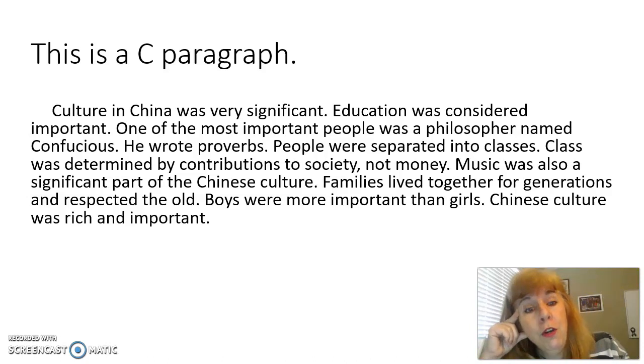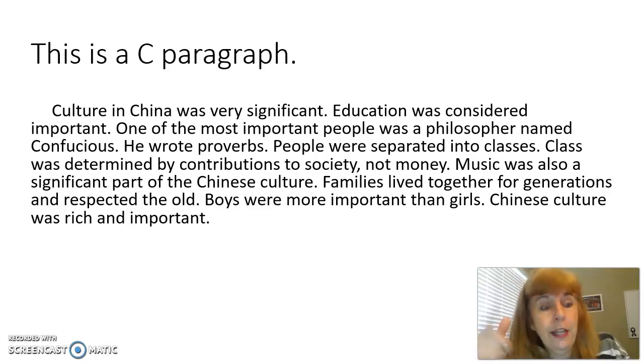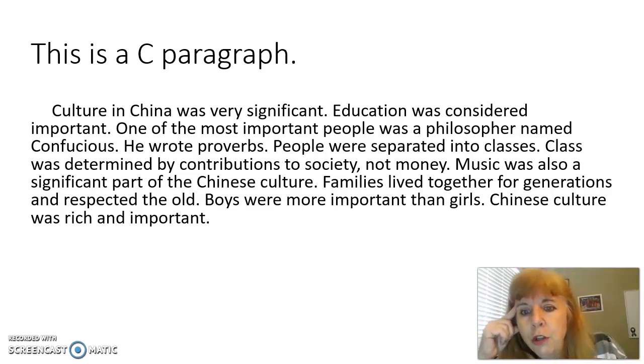Education was considered important. One of the most important people was a philosopher named Confucius. He wrote proverbs. People were separated into classes. Class was determined by contributions to society, not money. Music was also a significant, there's that word again, part of the Chinese culture. Families lived together for generations and respected the old. Boys were more important than girls. Chinese culture was rich and important.